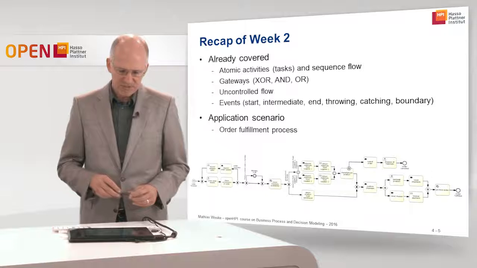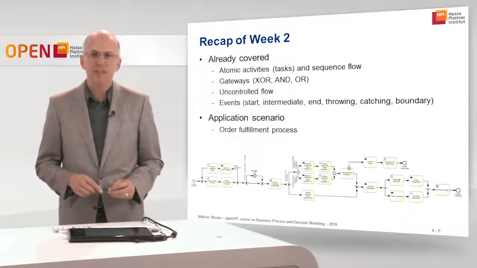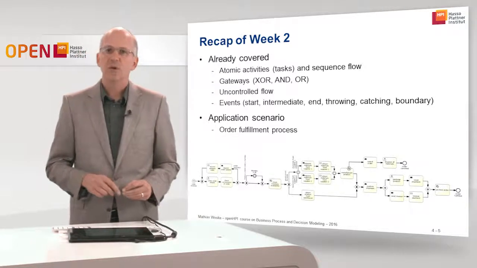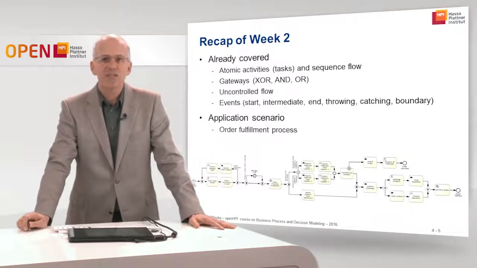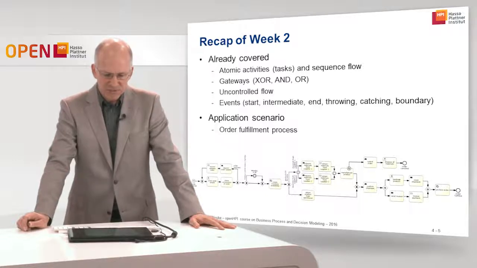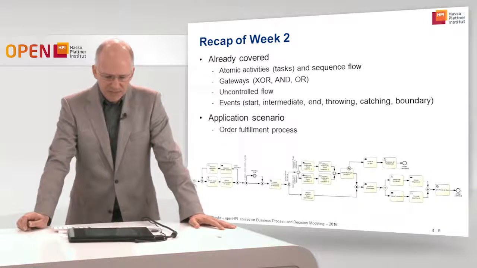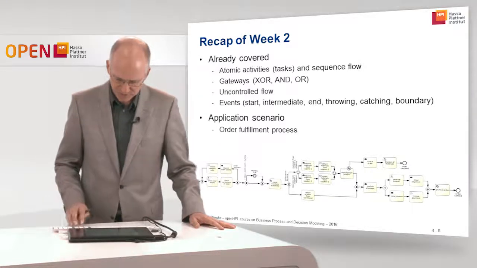We covered activities in week 2 already, but there we only discovered activities that do not have an internal structure, so atomic activities, or tasks as they are called in BPMN. And of course we also covered sequence flow, gateways, uncontrolled flow, and a number of events. And we discussed that using the application scenario of the order fulfillment process.